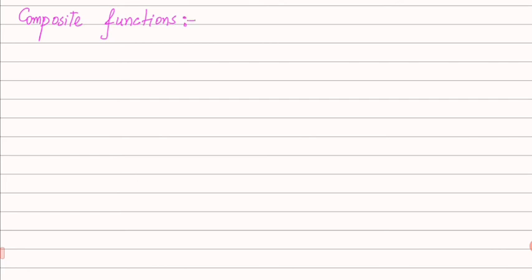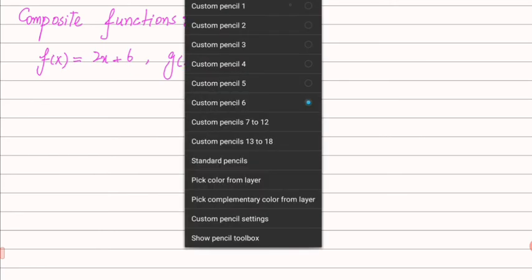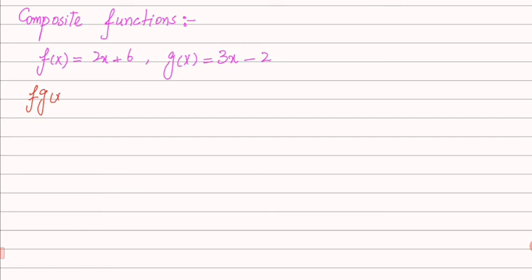Now you see what happens in composite functions is simply, suppose we have two functions, f of x is equal to 2x plus 6 and g of x is equal to 3x minus 2. So we want to find composition of two functions, and that is done in this way. Either it is written in this form, f of g of x, or sometimes we simply write f of g. So have a look at the procedure, how we do it.